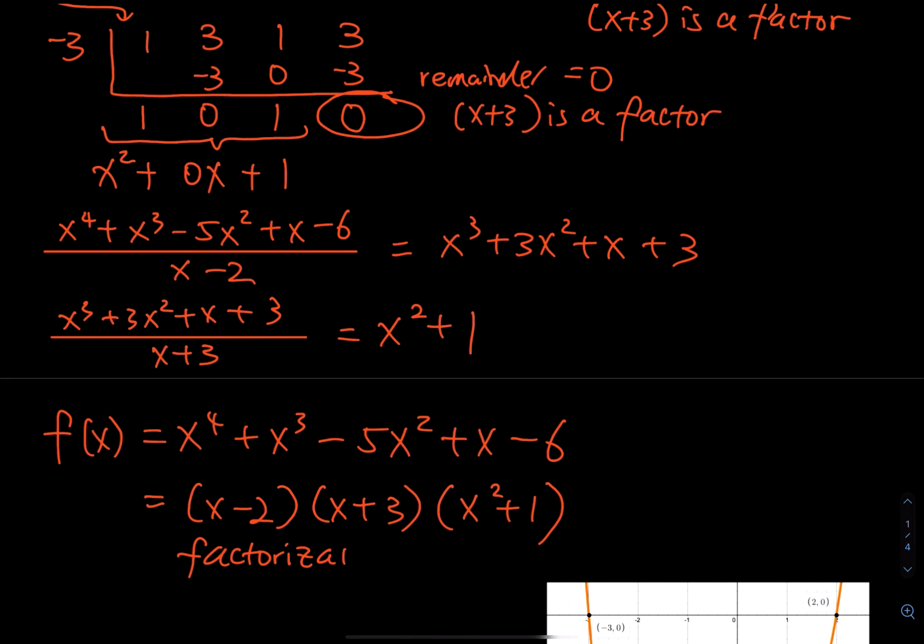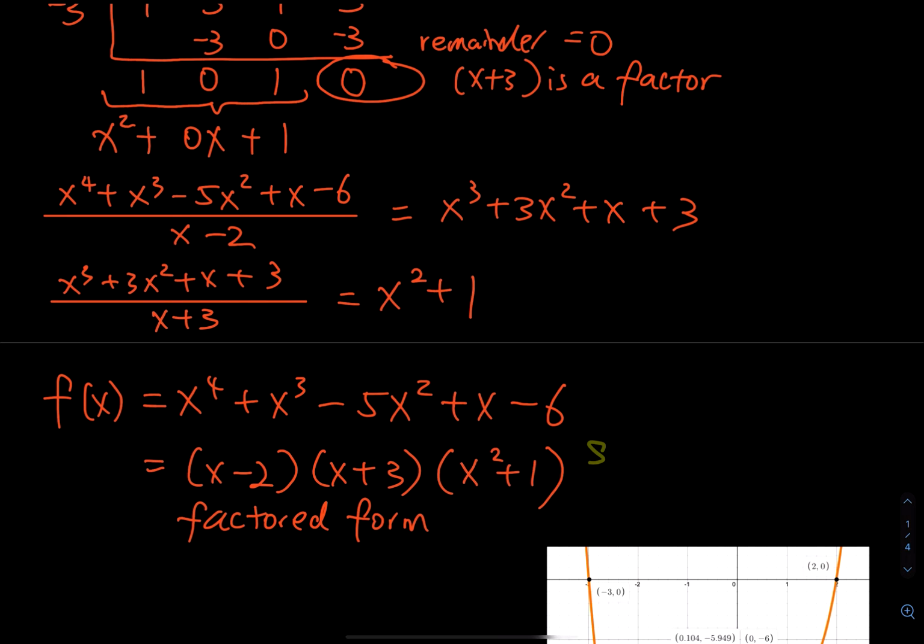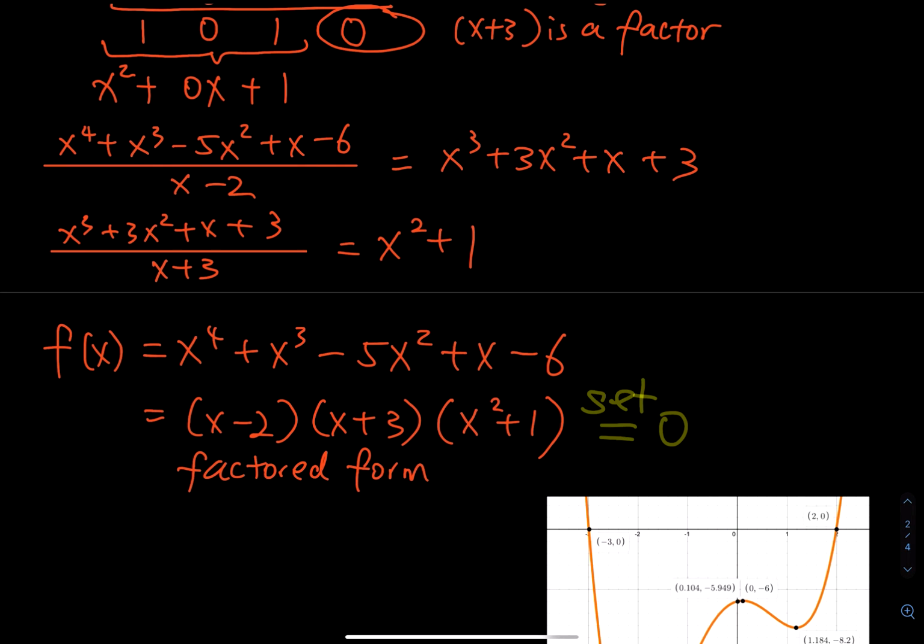I will just say factor form to make the name simple. Factor form. And then how do we get the zeros? So all you have to do is set that equal to 0 and then solve for x. So as a result, x is equal to 2 and x is equal to -3.